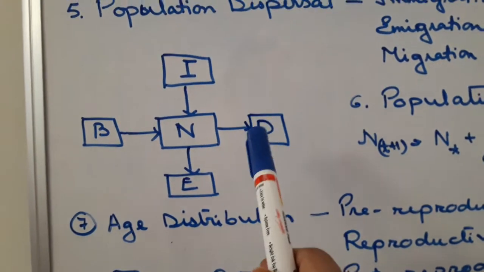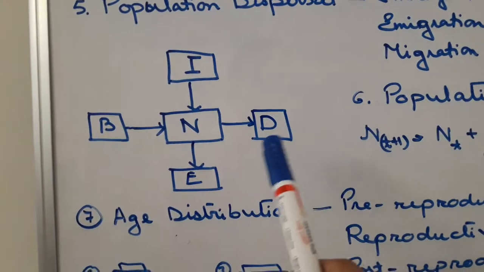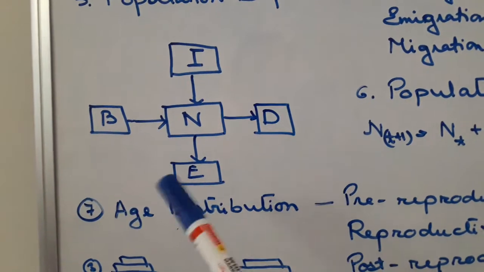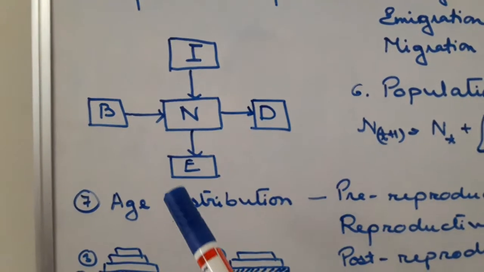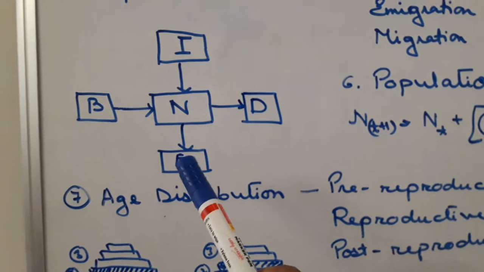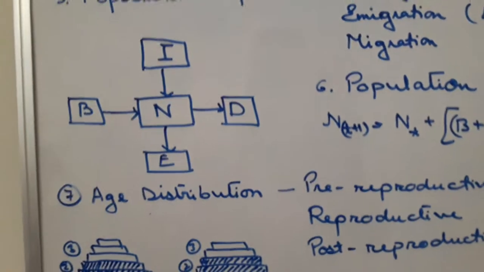D is death, or mortality, due to which organisms are declining. That's why the arrow is moving outside of the population. E is emigration, which means the moving of organisms from the population to other localities. So here also the population number is declining.